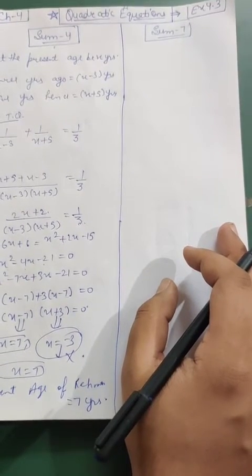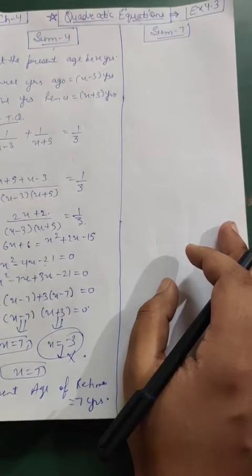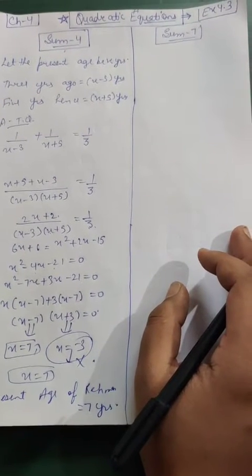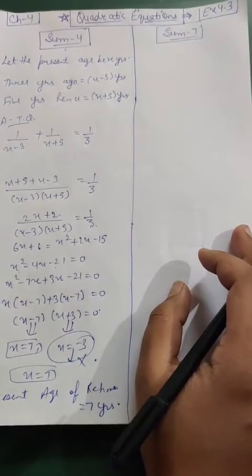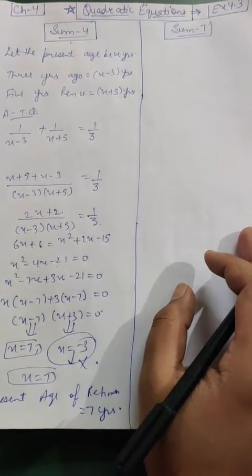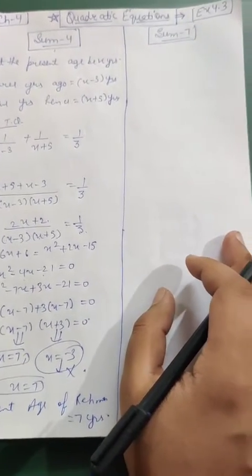Okay, now sum 7th: the difference of the squares of two numbers is 180. Now this is the concept of two numbers given and we do not know the numbers. The question is: the difference of the squares of two numbers is 180. The square of the smaller number is 8 times the larger number. So here the concept of smaller number and larger number is there.